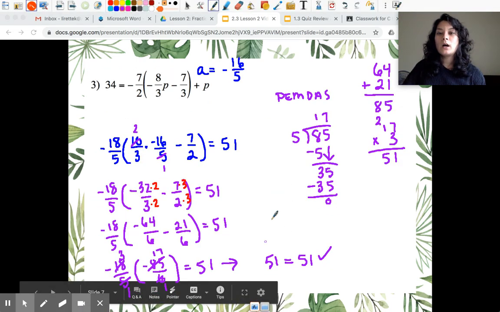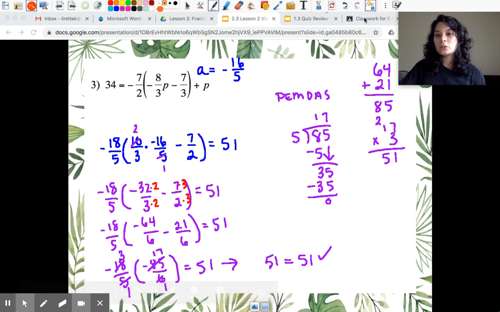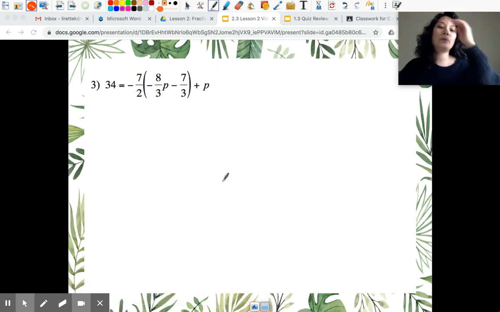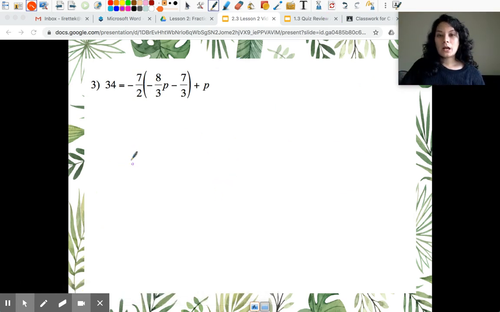Okay, let's try one more. Again, I know these are probably pretty challenging at this point in the game, but if you take your time and you just go through all of the steps in order, fraction problems will get easier. You'll get stronger in that skill.